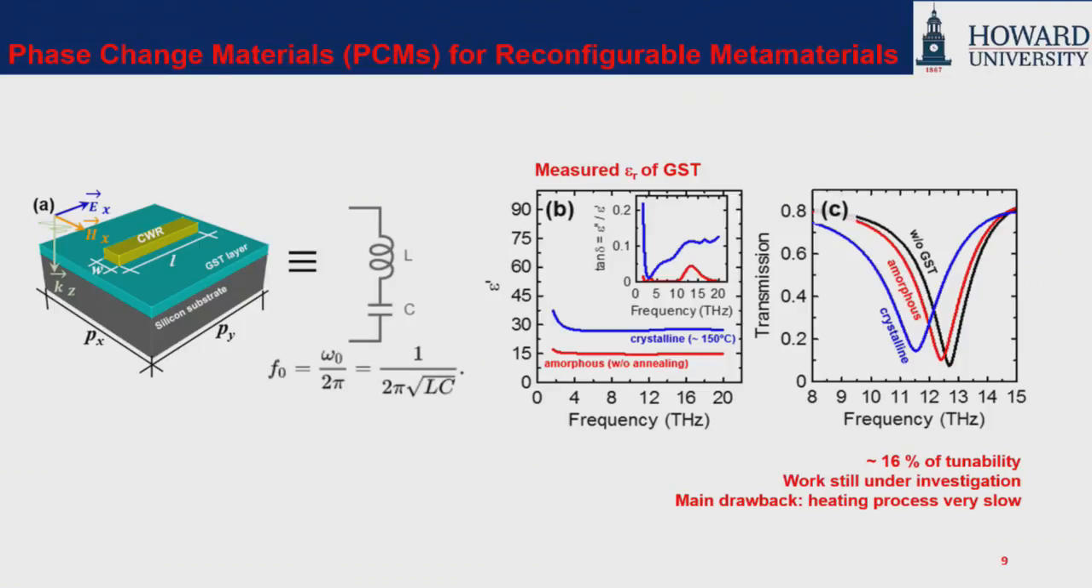And a similar effect happens when we start increasing the heating temperature. So here we have a tunability rate of about 16%. And hopefully, we can demonstrate this effect experimentally. And probably, the main drawback of this process is the heating process itself, which might be very slow and may take some time.